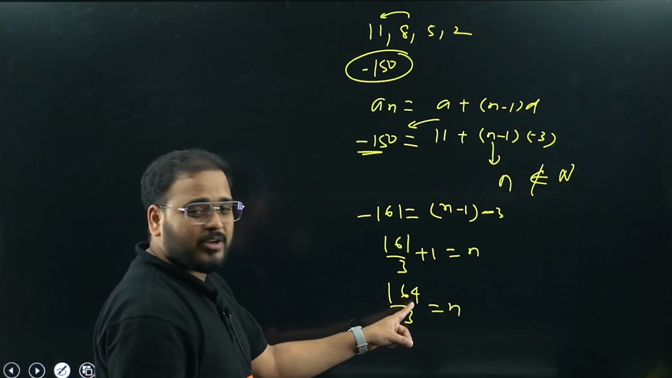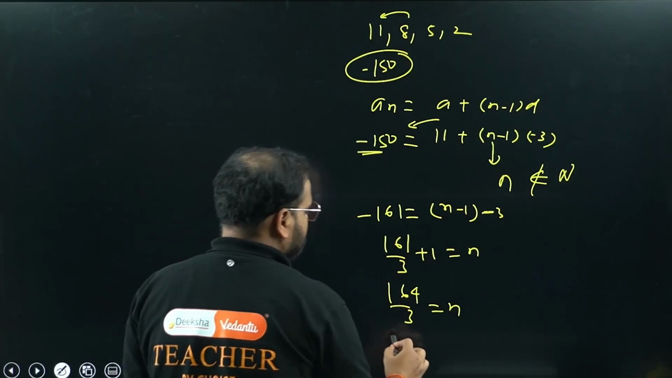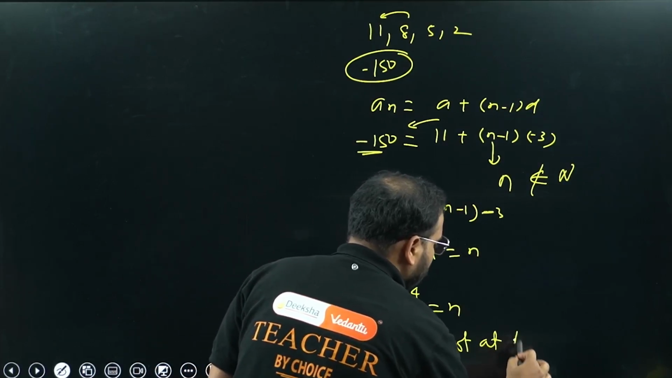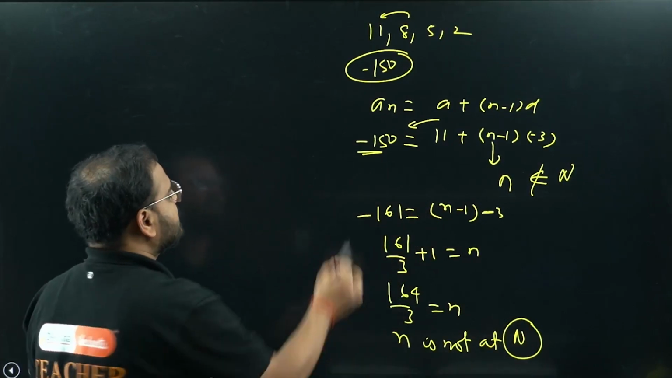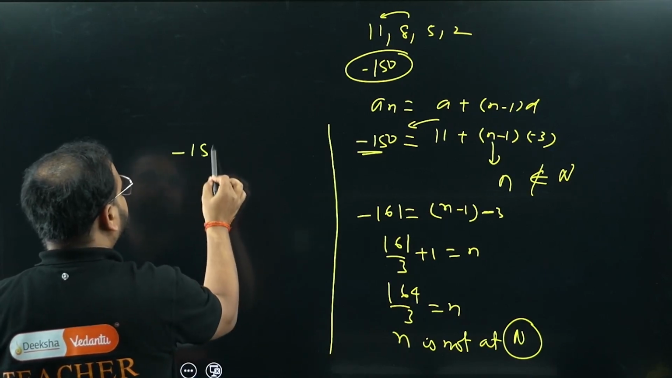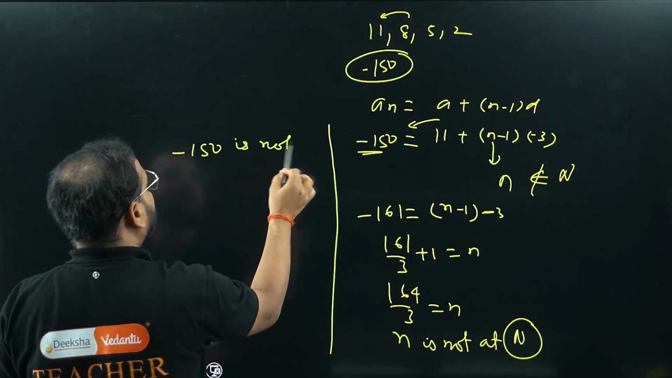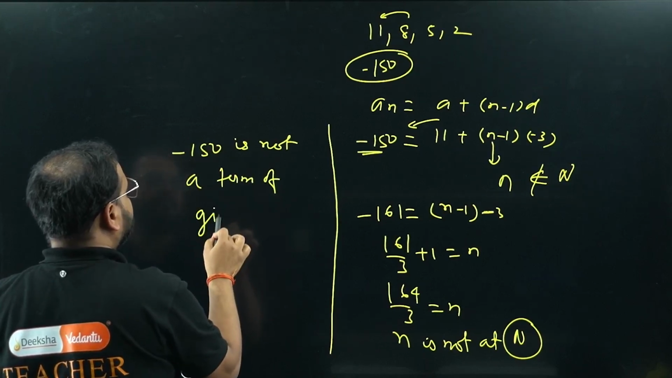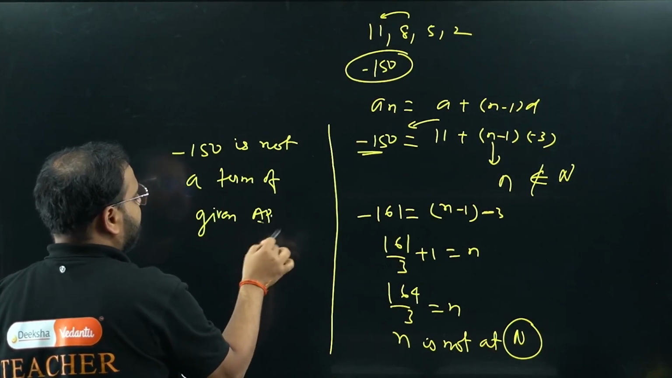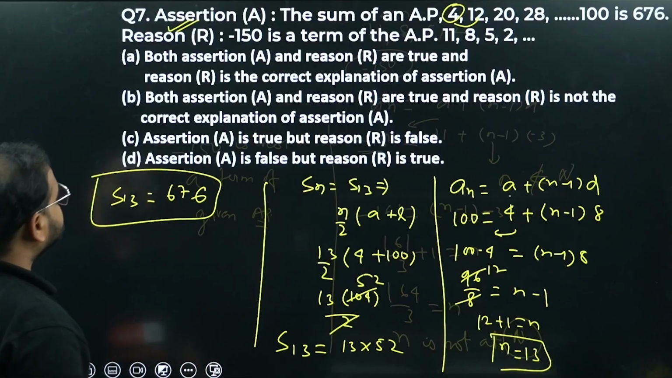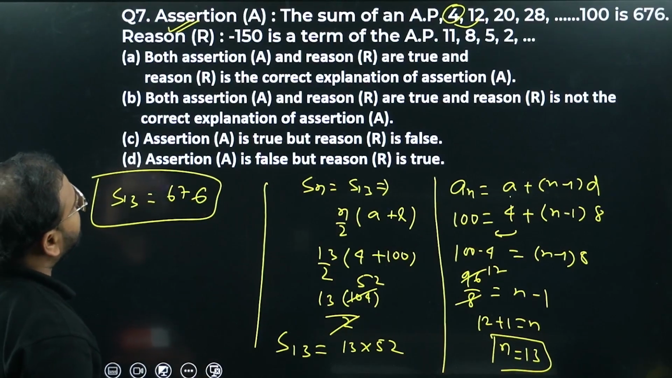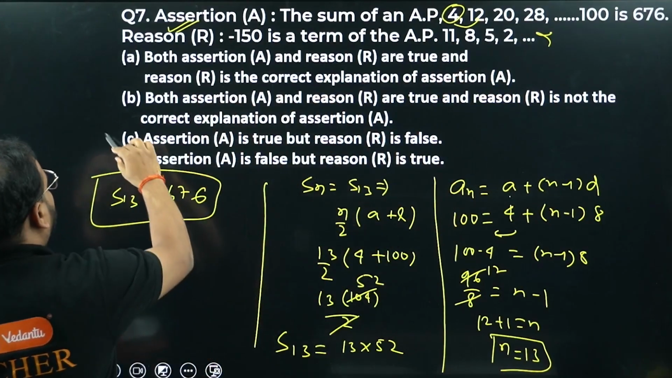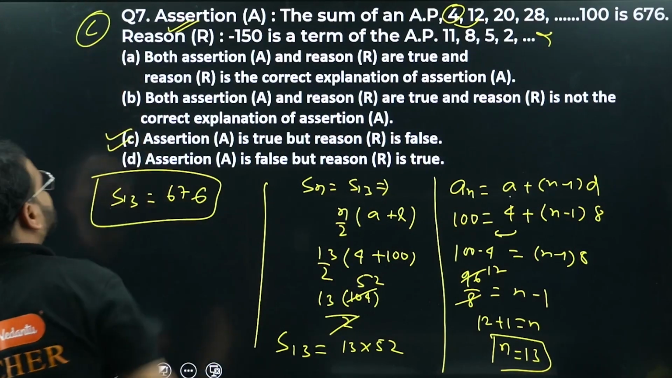Can you cancel it? 1 plus 6 plus 4 is 11. So not divisible. So n is not a natural number. Right? In that case, what happens? Minus 150 is not a term of the given AP. So this is false. Assertion is true, reason is false. Option number C.